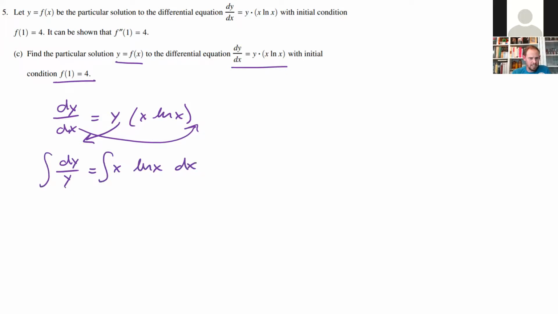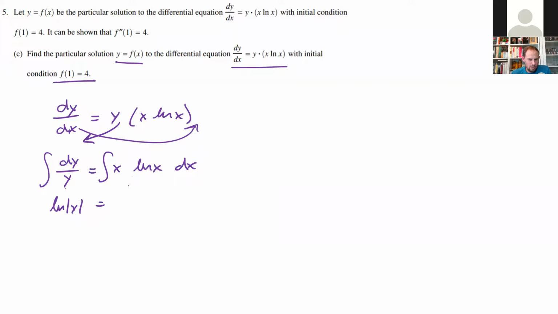We want to integrate both sides. The left side over here is just the ln of the absolute value of y. The right side is ugly. All right, so I don't think we can do this just using normal substitution. I think we need to do integration by parts here.